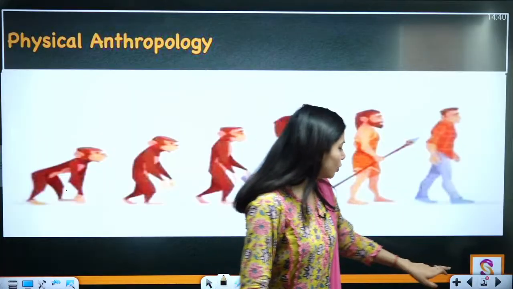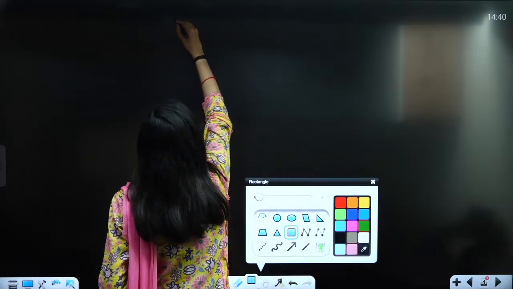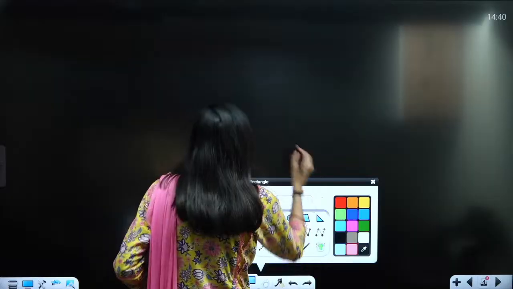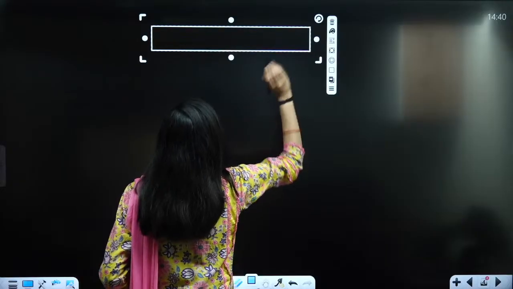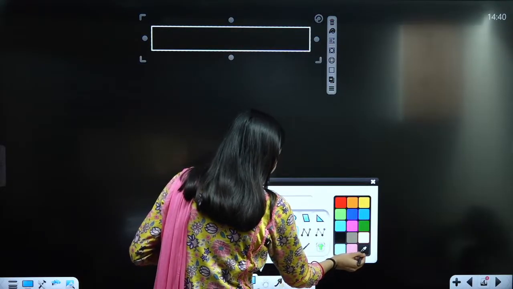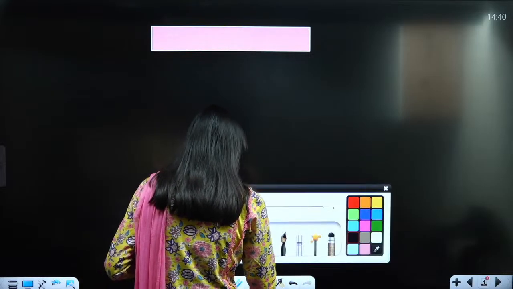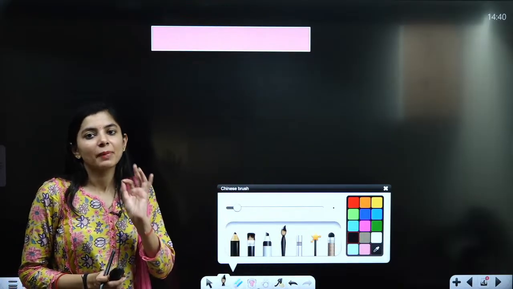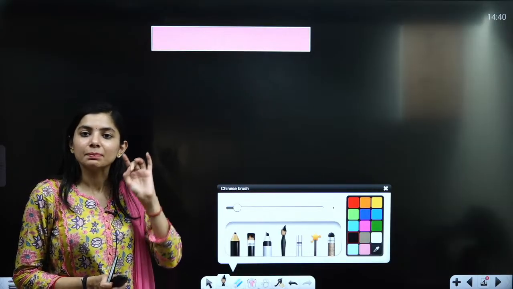In terms of physical anthropology, the only thing I introduce about the syllabus, and the only thing I tell you about it, is that you need to first introduce yourself with each and every part of the syllabus. Today we are starting with physical anthropology. First, I want to tell you the part of the syllabus.